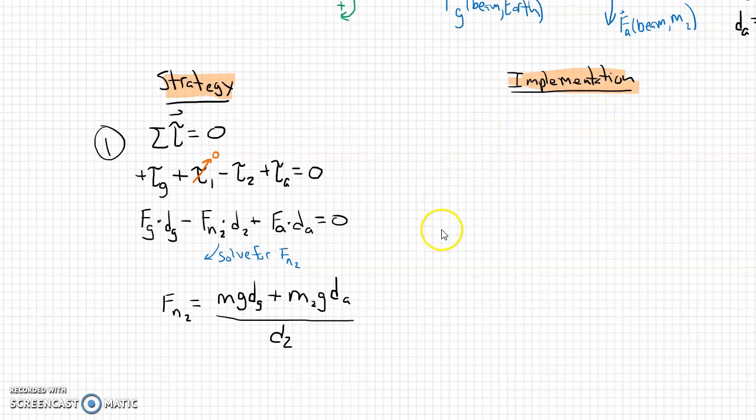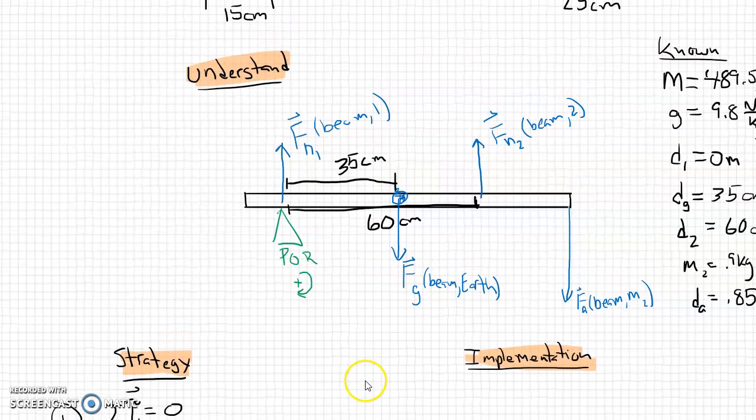For now, let's move on to the second part, which was to find normal force 1 right here. Once again, the reason we chose this point of rotation was that it canceled this normal force out of our equation, because it doesn't create any torque about this point of rotation.